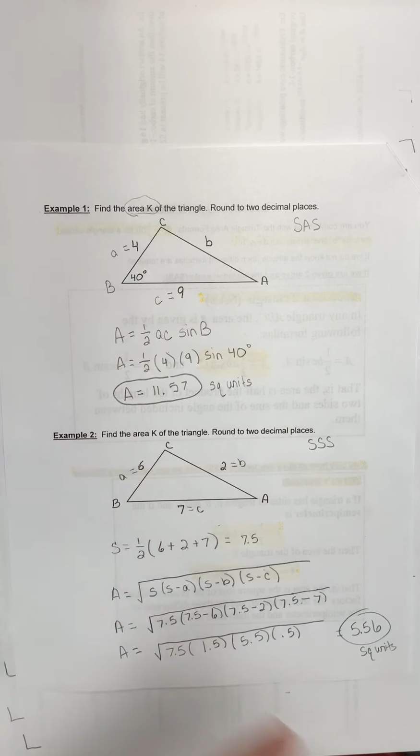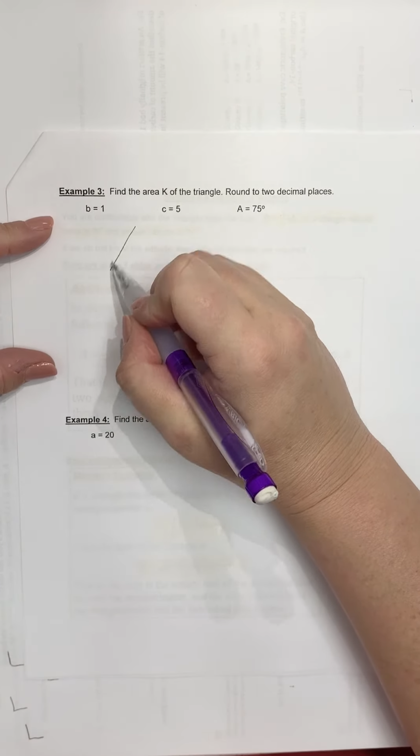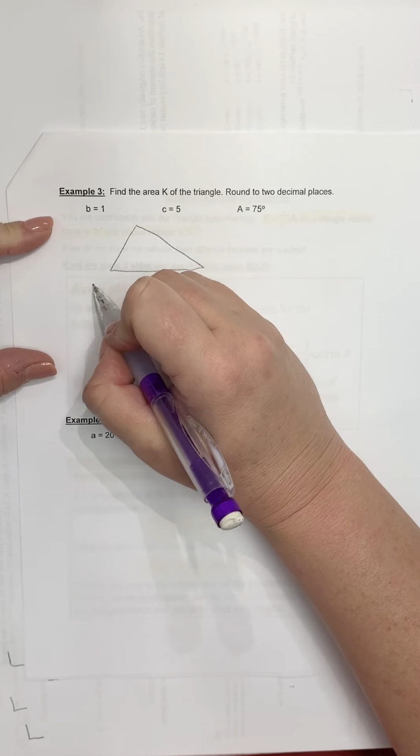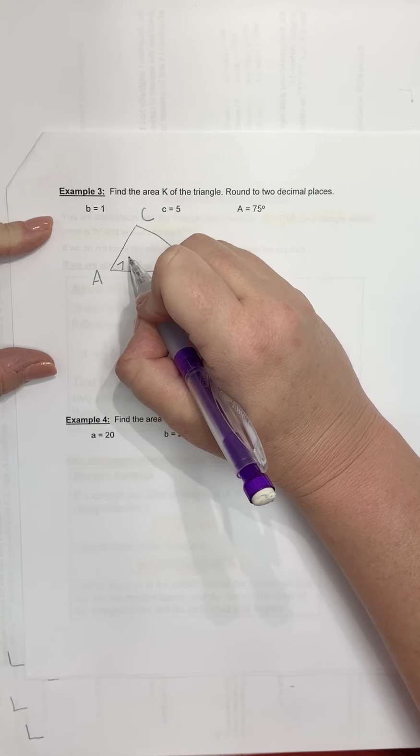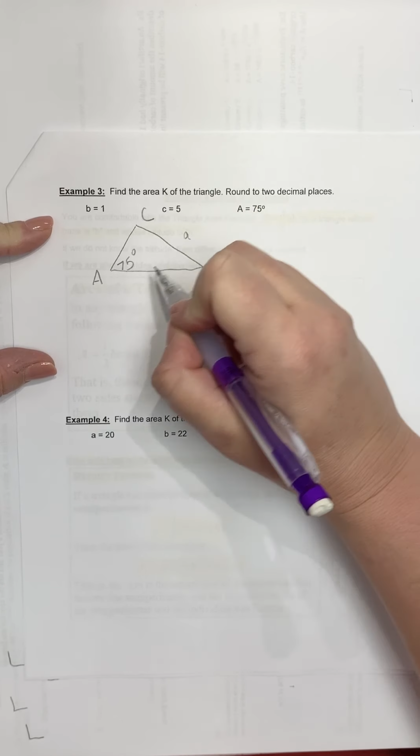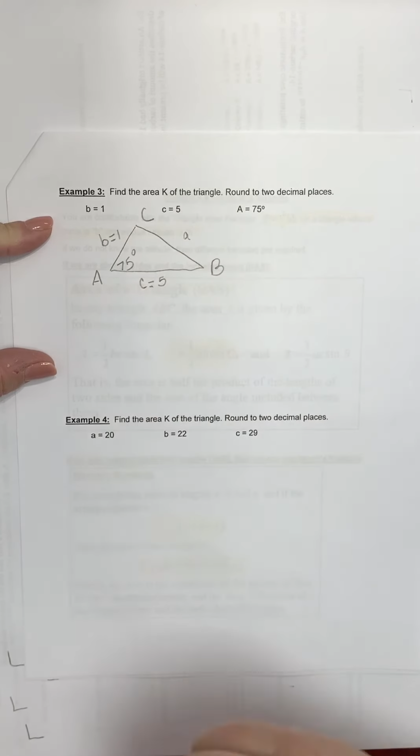Okay, so now you have completed one of each type of these area problems. Let's do 2 more. Okay, we turn it over. The only difference on this side is that we don't have a triangle drawn for us, so we're going to do it ourselves. If I draw in a triangle and do standard labeling, my A is 75 degrees, side B is 1, and side C is 5.